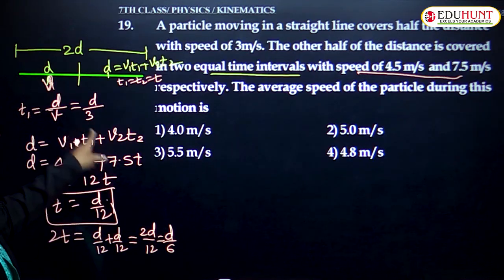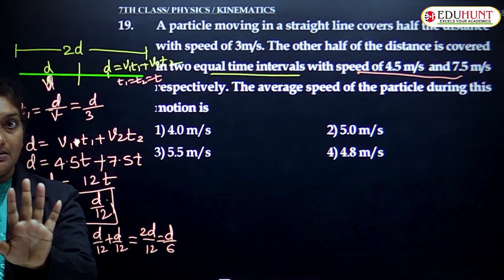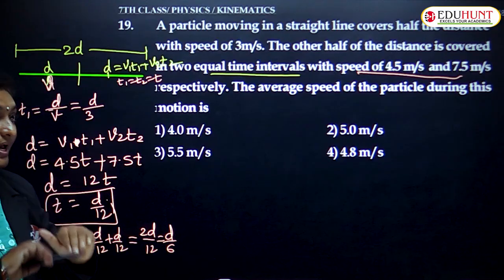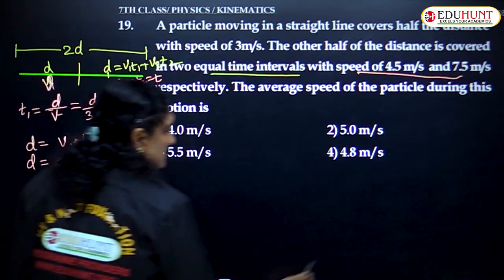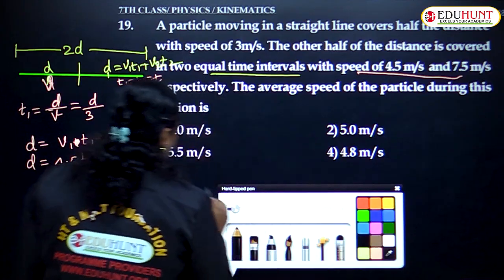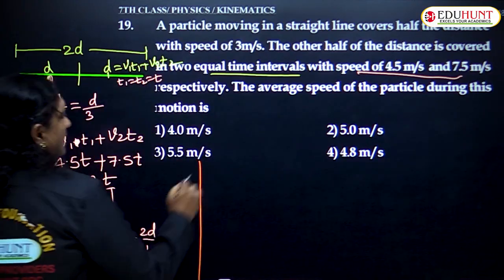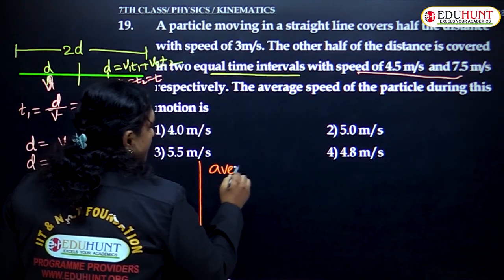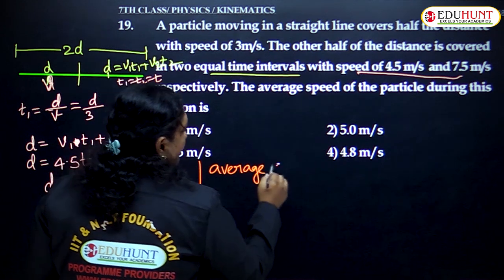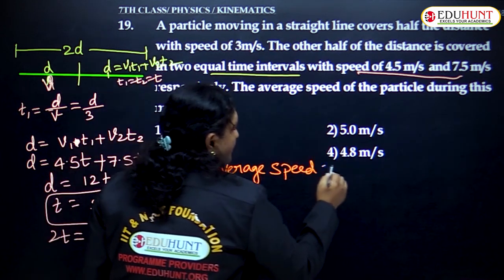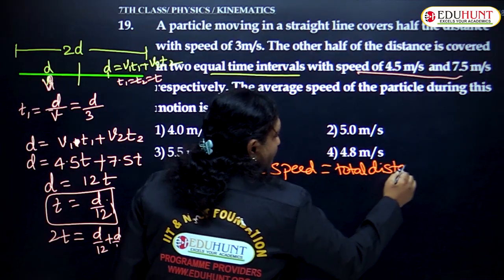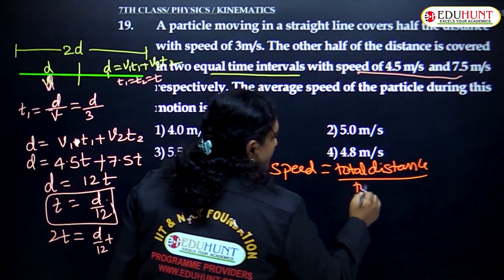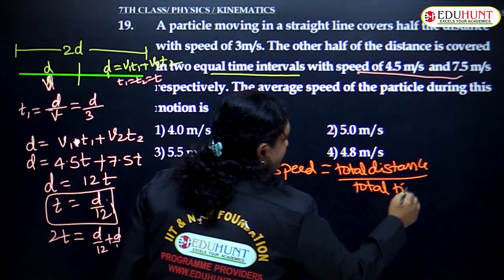D by 6 and d by 3 are time taken. So remember this. You tried converting times in terms of distances. So now let us try to apply the same. You are asked to find out the average speed. The formula for average speed is nothing but total distance by total time. So directly we can simplify here.